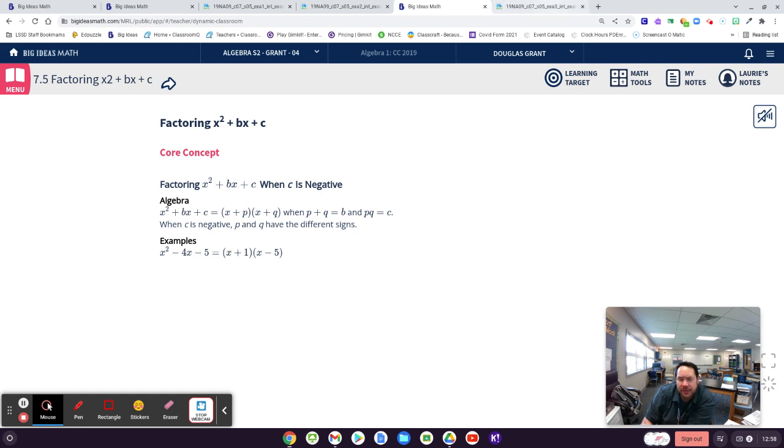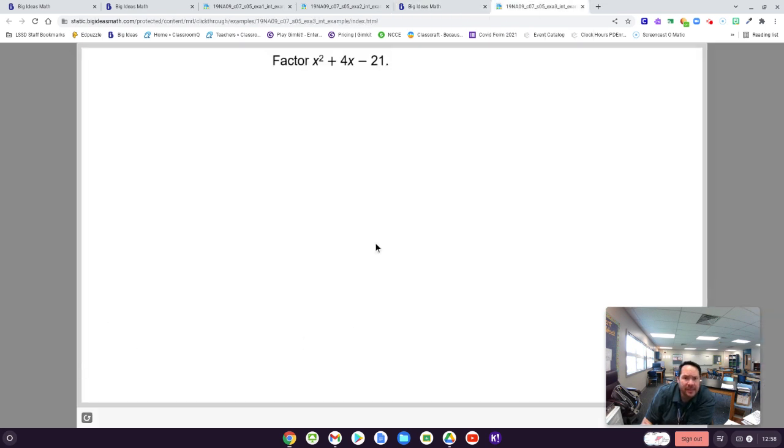So let's go through an example of that one. Try to factor x squared plus 4x minus 21. So what you're doing is looking for numbers that can multiply to negative 21, but add up to positive 4. And those will be your P and Q values. Let's see how you can do with that.